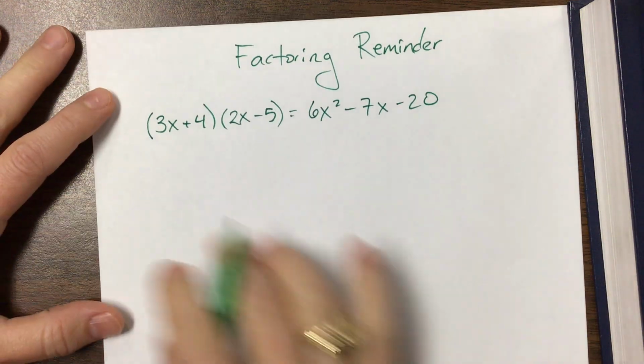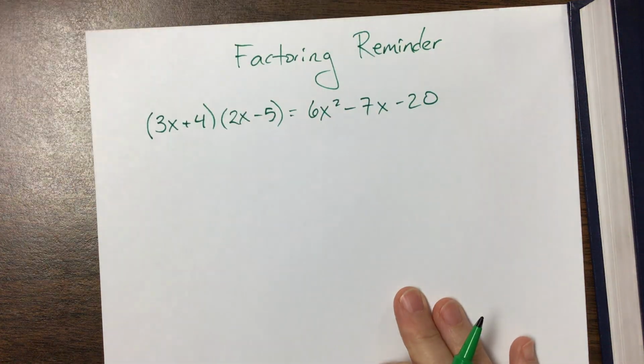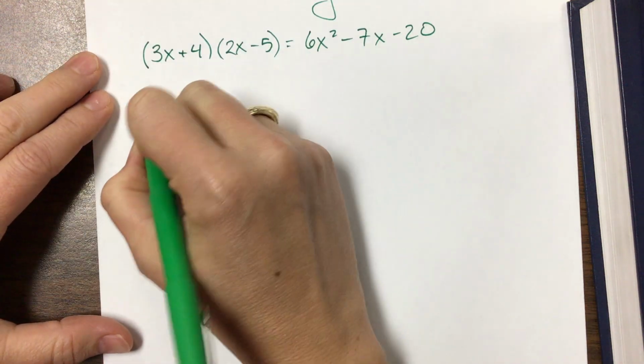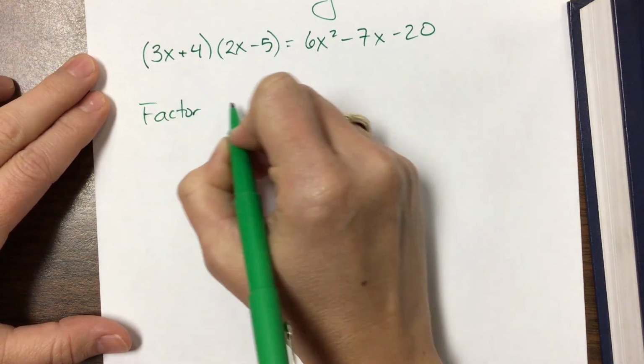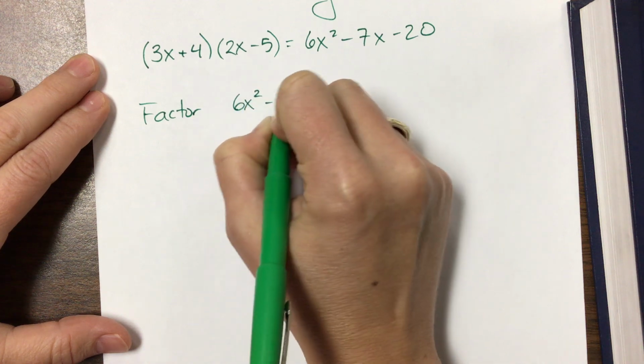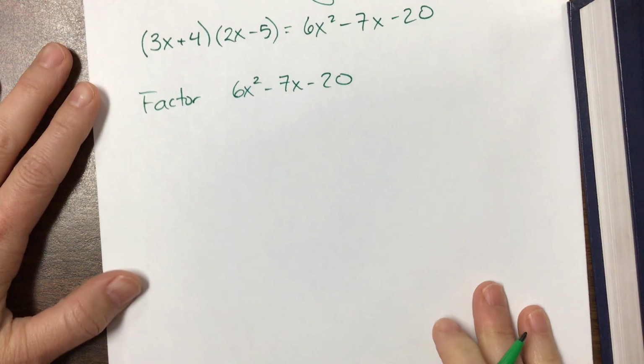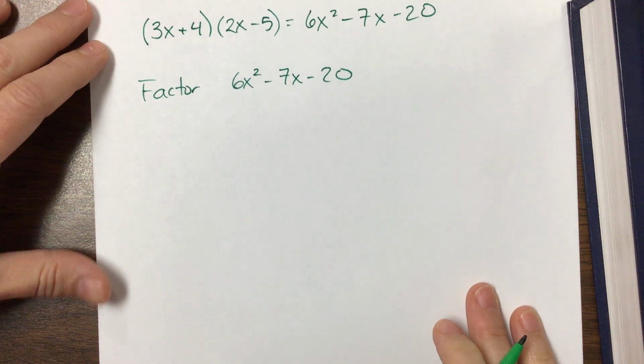Okay, so now this we're going to hide. We're not paying any attention to that. We'll know that we're right when we get back to here. So let's say the directions tell you to factor 6x squared minus 7x minus 20. Now, my favorite method is to split the middle term and to factor by grouping.